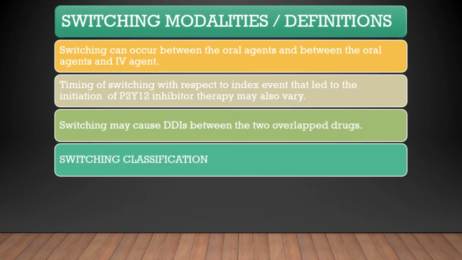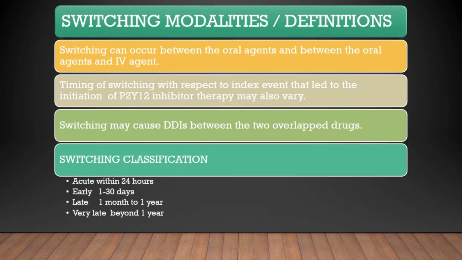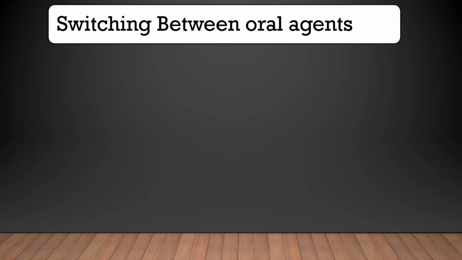Switching is classified as acute within the first 24 hours of the initiation of the P2Y12 receptor antagonist, early, that is after the first day and within 1 month, late, that is after the first month and before completion of the first year, and very late, that is beyond 1 year. First we will be discussing switching between oral agents.